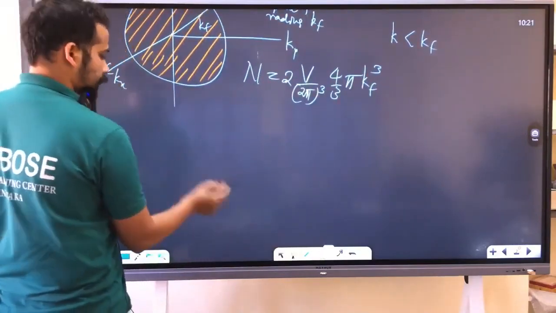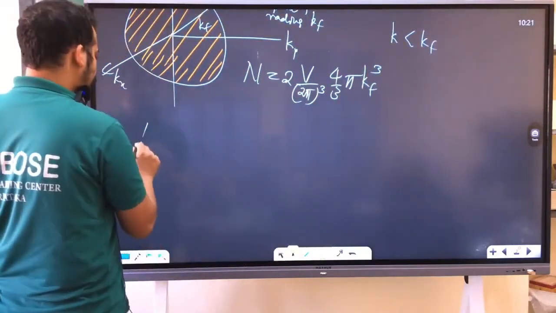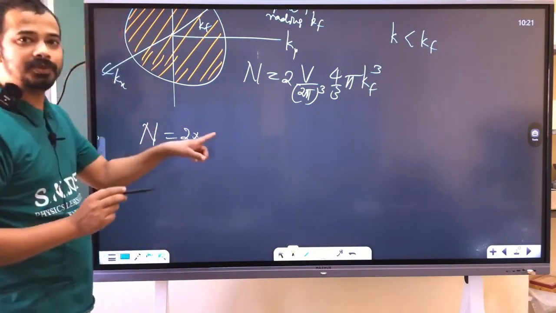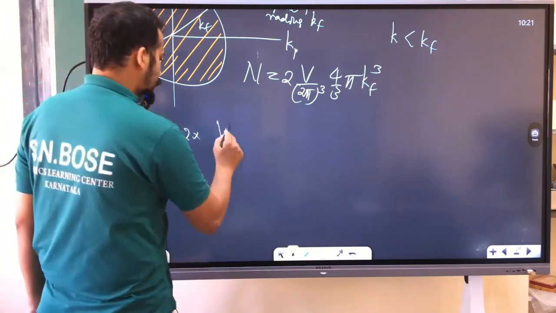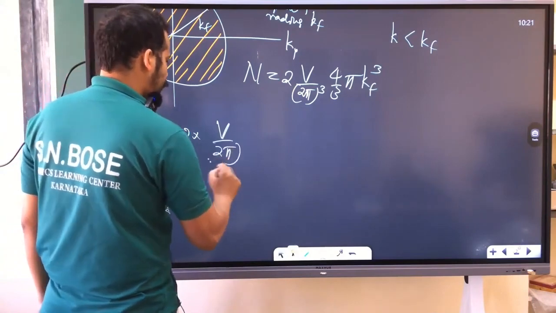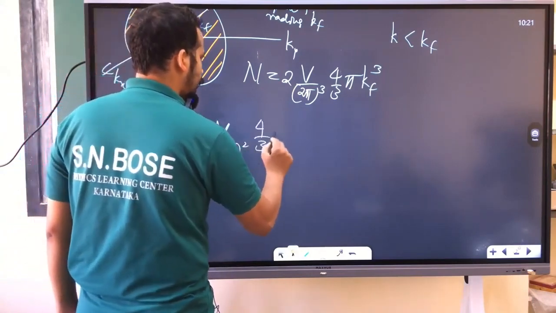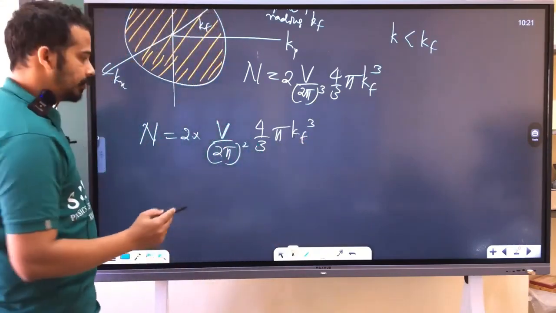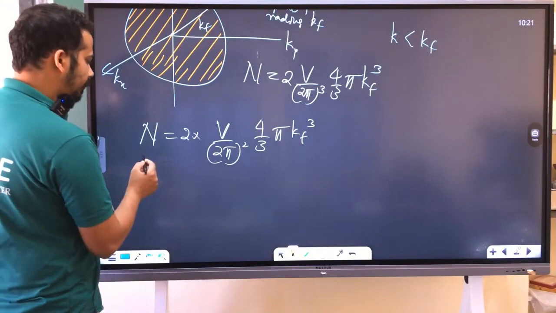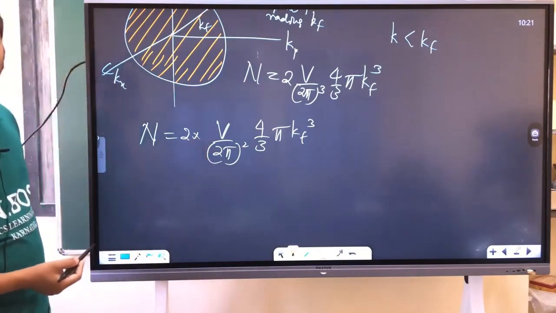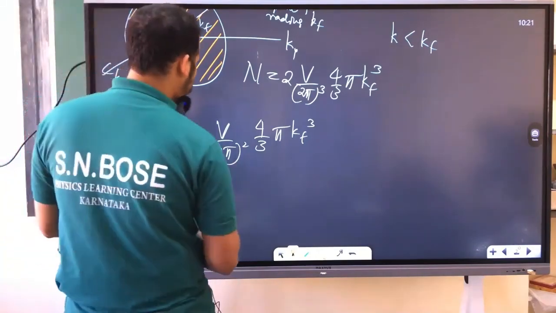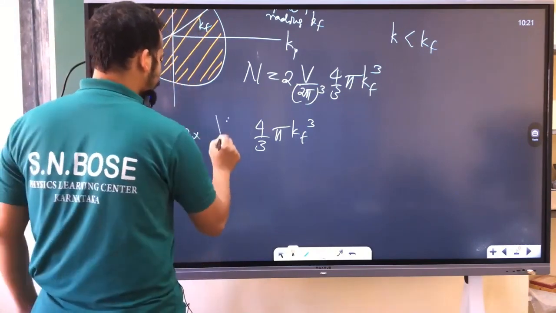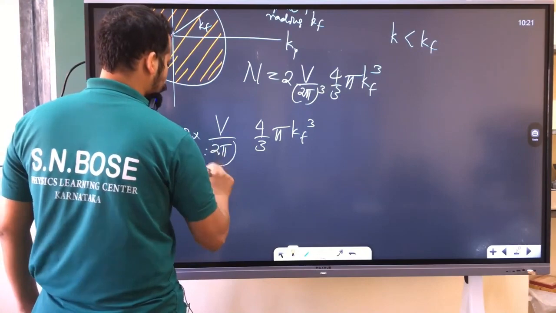Okay, speak up. What happened? I got n is equal to 2 into V by 2 pi square, 4/3 pi kf cube. You should be able to write this expression directly. Now you can take V here, you will get number density, isn't it? 2 pi the whole cube here, am I right? V by 2 pi the whole cube.